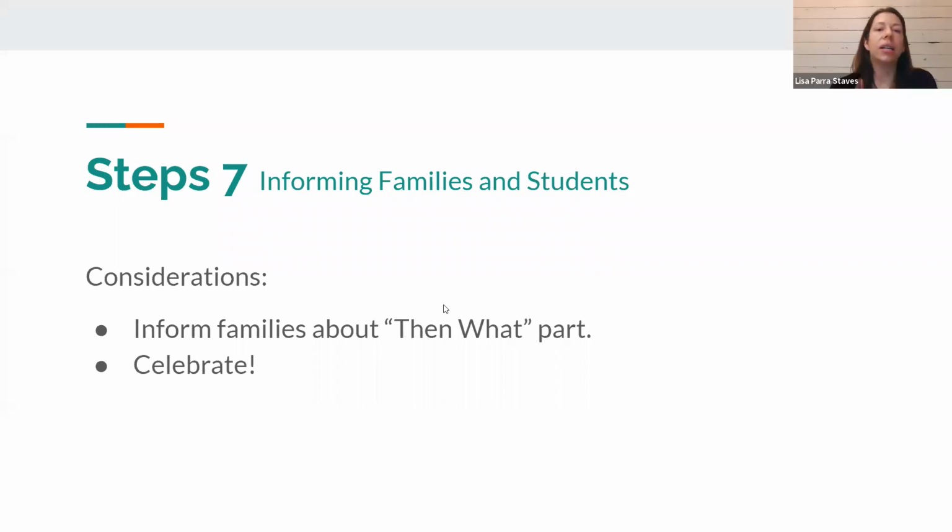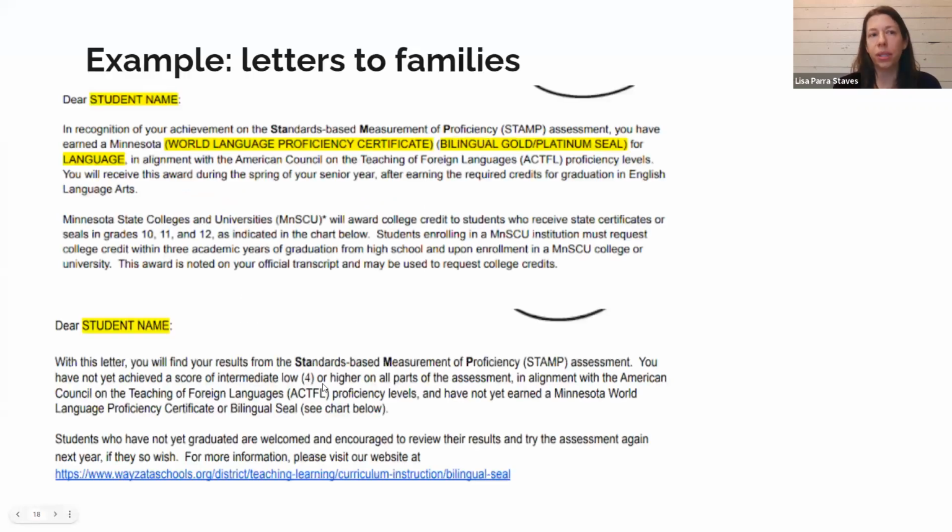Sure. I think the next slide will show a couple of examples of what informing families could look like. These are a couple of letters that I used in the past when a student took the STAMP assessment through Avant. They're both form letters, but the example at the top is for a student that achieved an award, and the example on the bottom is for a student that did not yet achieve an award.